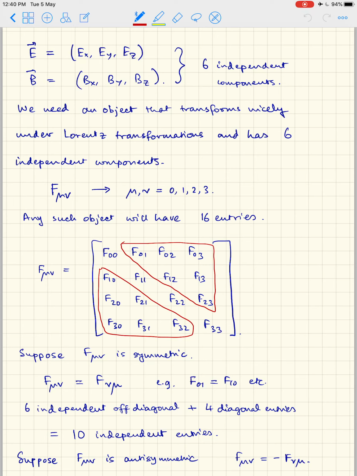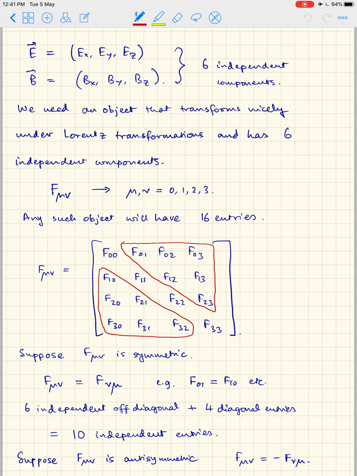Clearly, one 4-vector will not do, so we had to go to the next thing, an object which has 2 indices. If you were to write it in the form of a matrix, this matrix will have 16 entries, 4 into 4, for mu and nu. Now what we need to do is get from 16 entries down to 6 independent entries.